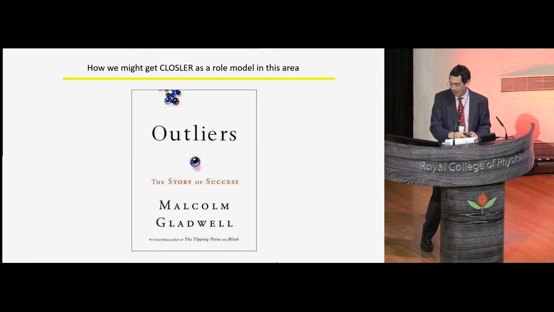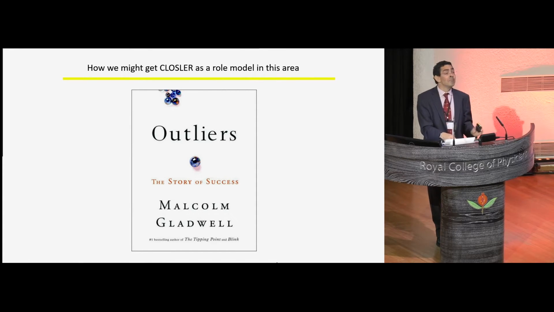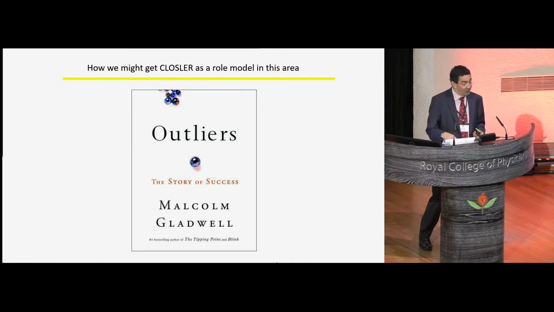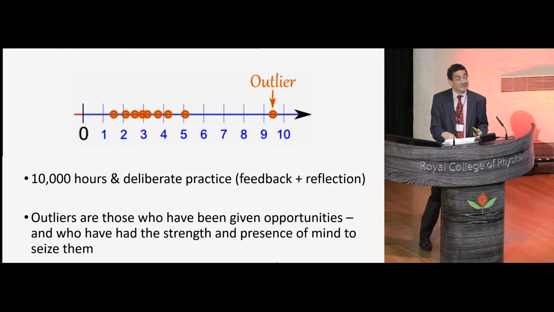So really wonderful. This book here is by Malcolm Gladwell, who is a wonderful writer in The Tipping Point and other books, but Outliers talks about how some people are really different and can become masterful, and that it takes many, many hours of practice, as well as getting feedback on how you're doing and reflecting on how you're doing. And it says that outliers are those who have been given opportunities, but who also have the strength and the presence of mind to seize them.